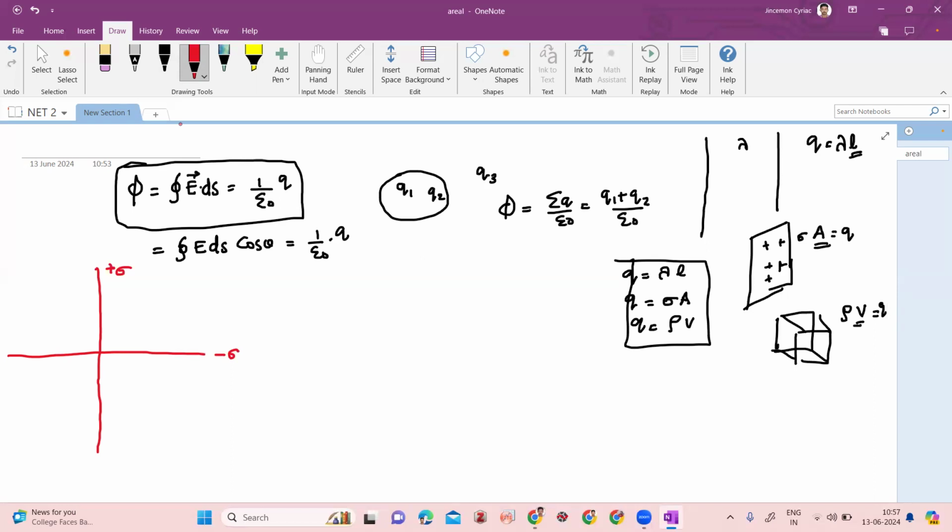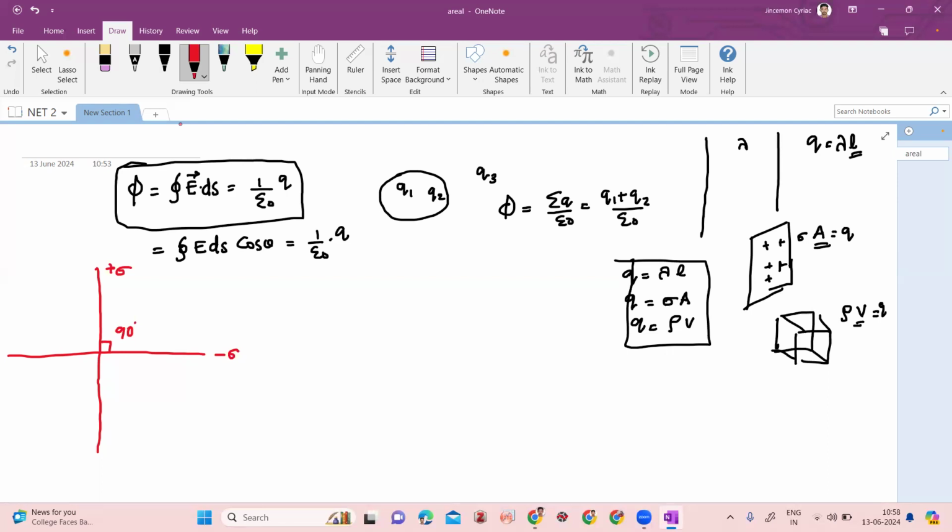Two uniformly charged infinite sheets or plates. So we can consider one as a negatively charged sheet and the other as a positively charged sheet with charge densities plus sigma and minus sigma, intersecting at 90 degrees. This is in the question, it is also given that they intersect at 90 degrees. Find the electric field at any point and sketch the electric field lines.